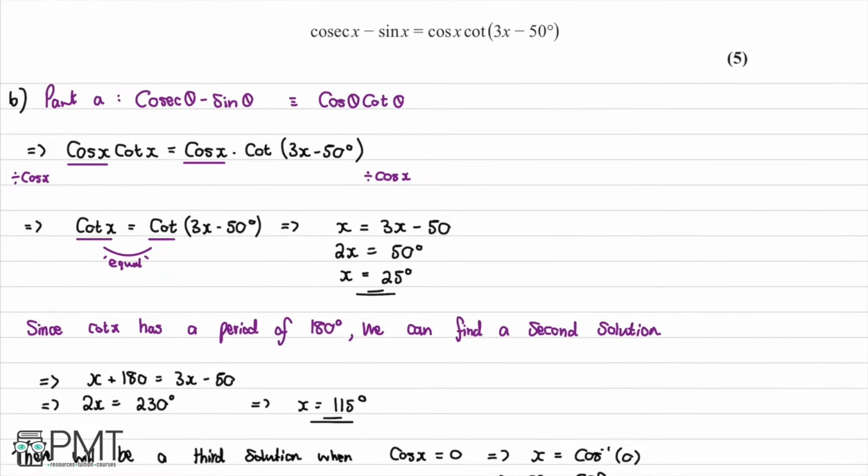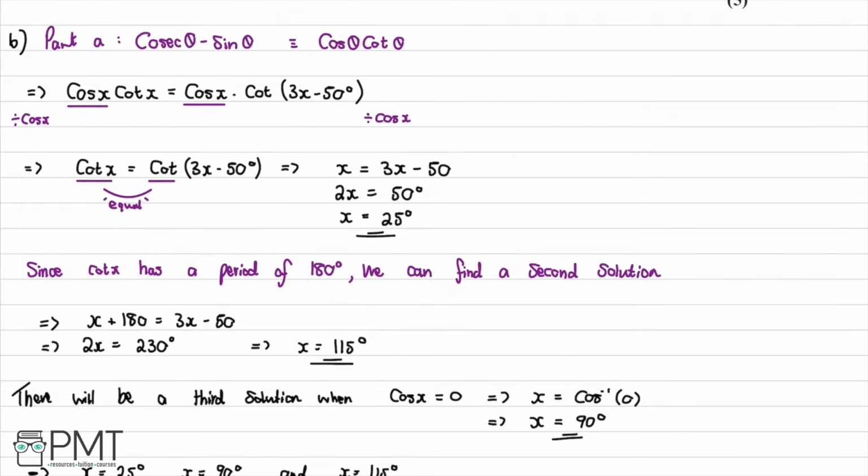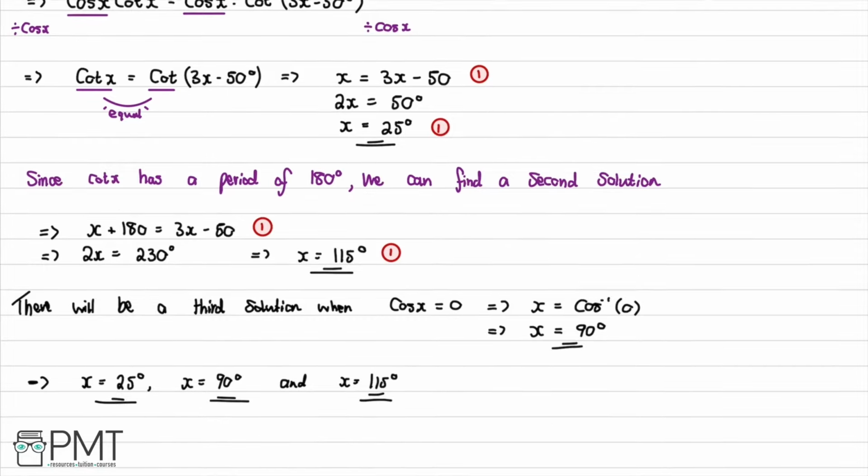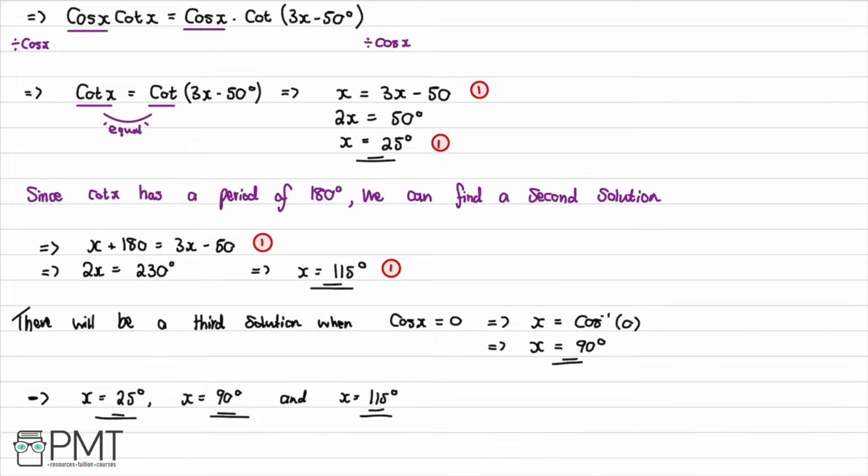Looking back, this question was worth 5 marks. We receive our first mark for getting to the stage where we had x is equal to 3x minus 50. And we then receive our second mark for getting our first solution, which was x is equal to 25 degrees. We then receive our third mark for identifying that this will be another solution due to the period of cot x, which we get here, and then we receive our fourth mark for finding this second solution, and we then receive our fifth and final mark for knowing that there'll be this cos x equals 0 solution and having that x was equal to 90 degrees, and we've therefore completed this question.